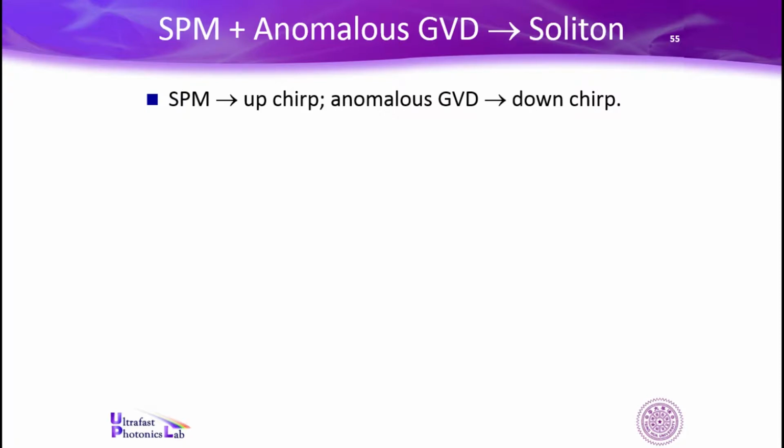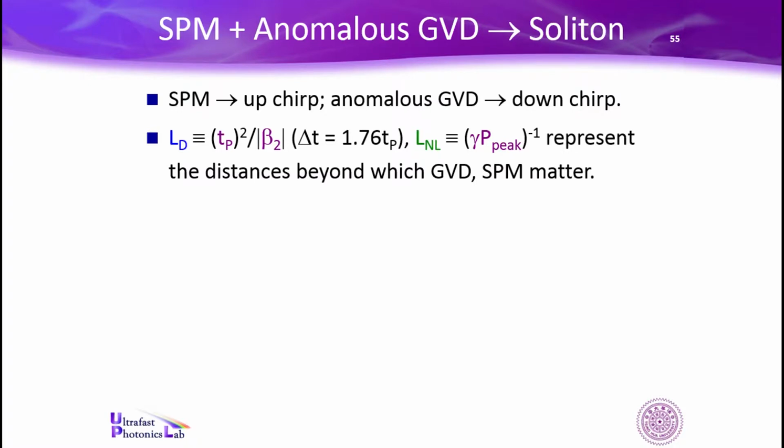The first example is we have SPM and we have anomalous GVD. And you will see the phenomenon referred to as soliton. Okay? The idea is quite easy. Self-phase modulation will give you upchirp. Your local frequency will increase with time. And the anomalous GVD will give you downchirp. Your local frequency will decrease with time. So they are in conflict with each other. So imagine if the 2 forces happen to be balanced, everything will be fixed, maintained, right? That's the idea of soliton.